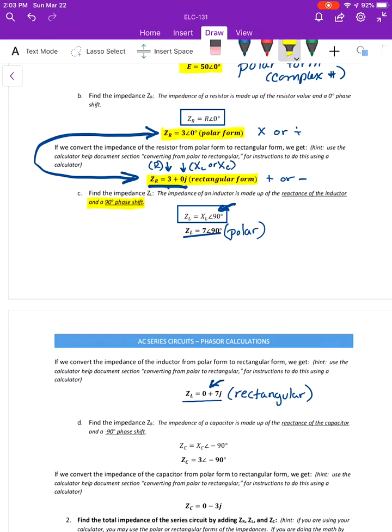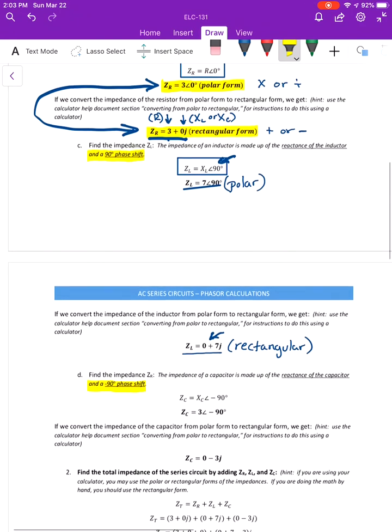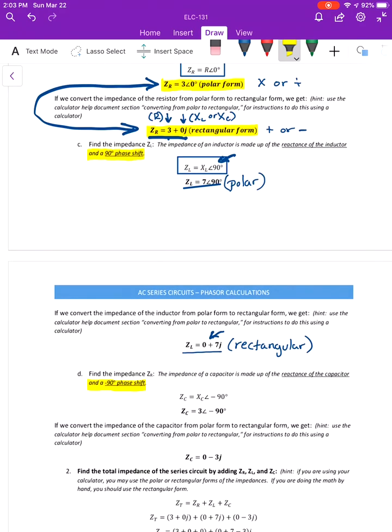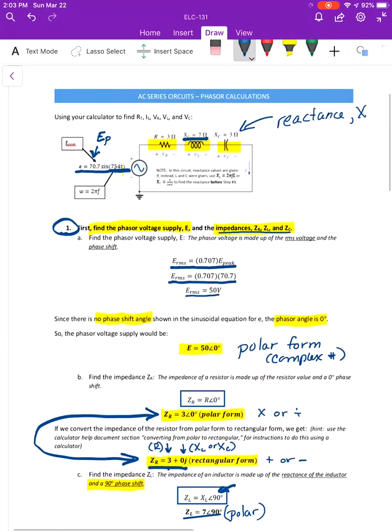And for the capacitor, remember the capacitor has a negative 90 degree phase shift. So the impedance of your capacitor is always going to be the reactance at negative 90 degrees. In this case we have the 3 ohm reactance up here that we found.